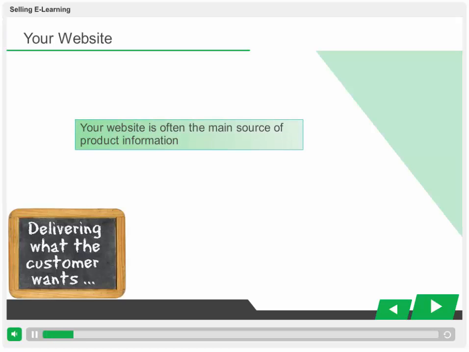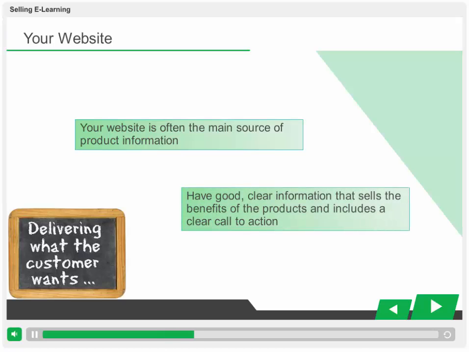Your website is probably already one of the main sources of information about your products. To help you convert people browsing through your site into customers, we recommend that you have good, clear information on your site, that you have clear benefits about the courses, that you put the information in the right place, and that you have a clear call to action.